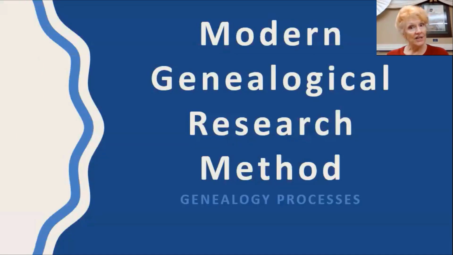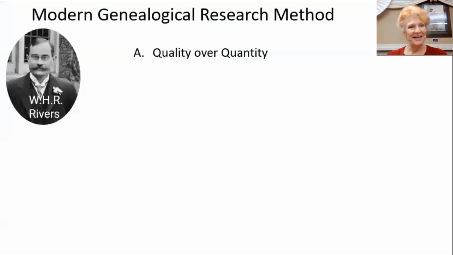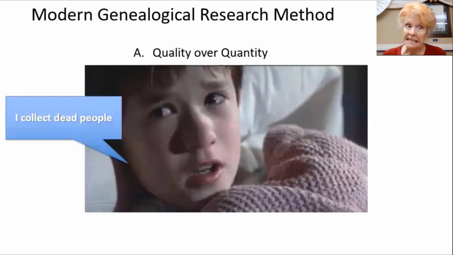Let's look at the modern genealogical research method. Not too modern, it was invented by noted anthropologist William Rivers. This process looks for quality over quantity. Remember back when we just collected names, or as I used to say, dead people?